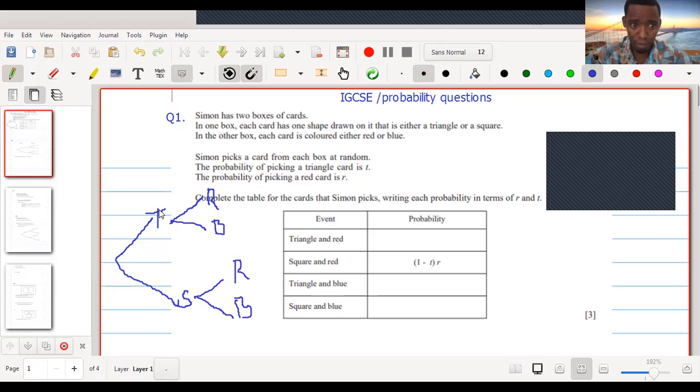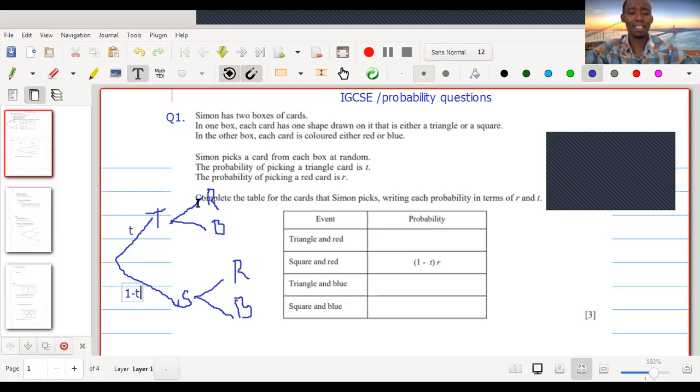Probability of picking a triangle. This is standing for triangle, and this is standing for square. For picking a triangle, they said it's T, so I put T here. And then for picking a square, since this one is T, then this will be, because the total probability of one branch adds up to 1, if I take the probability of here plus probability of here, they must add up to 1. That means this one here will be 1 minus T.